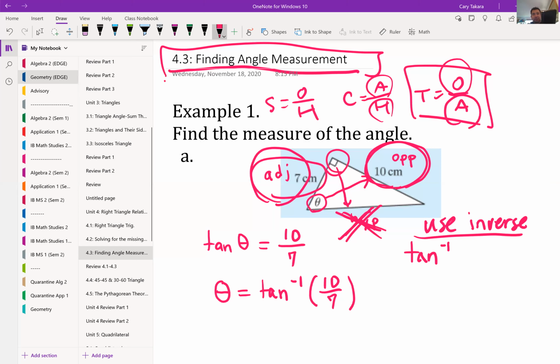So this is what you do. For my calculator, I press second and then the tangent button. See that? I've got inverse tangent now. And then I do 10 divided by 7. This is what I type in the calculator, and then I press enter. I get the angle measurement, which is 55 degrees. Will you try it with your calculator and see if you can get 55 degrees?